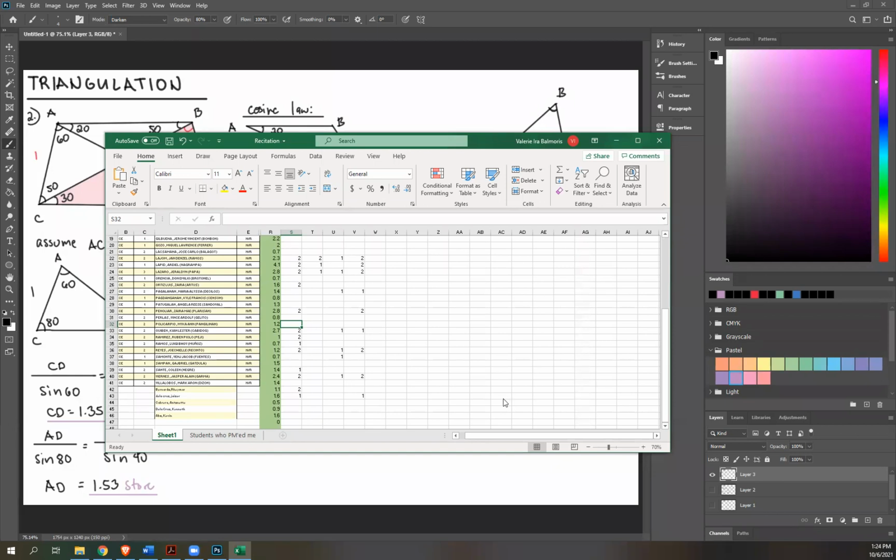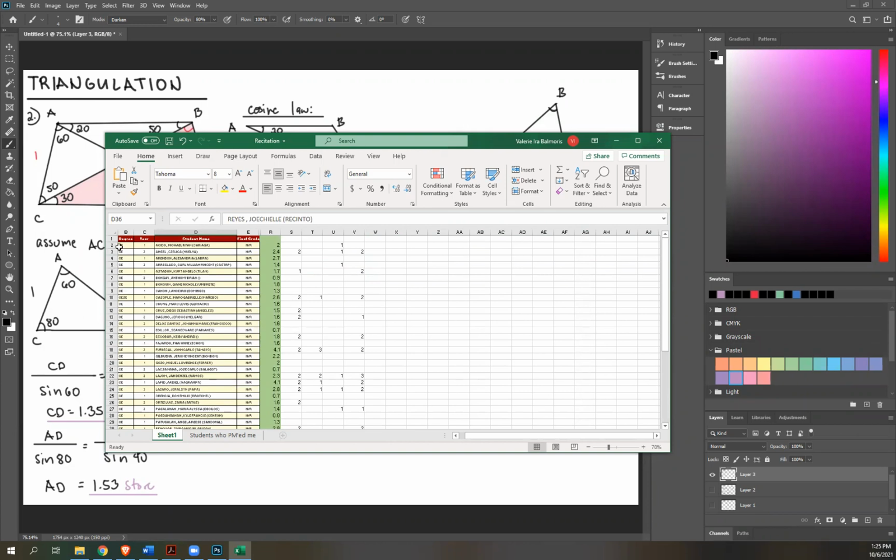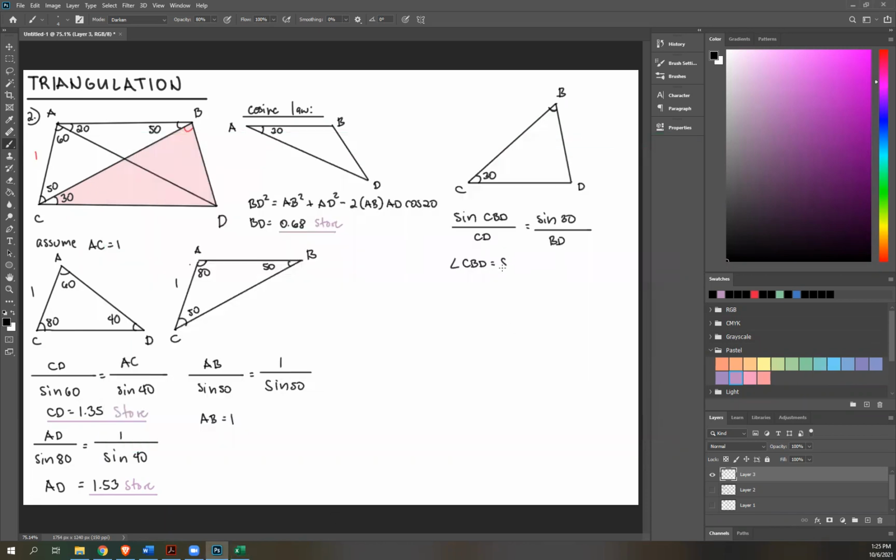So correct. Denzel, Kurt. Okay, so the answer, again, that's why I want you to use stored value, because you're going to get a whole number 80. Okay? So that's letter A. Next, let's answer letter B. BDA.